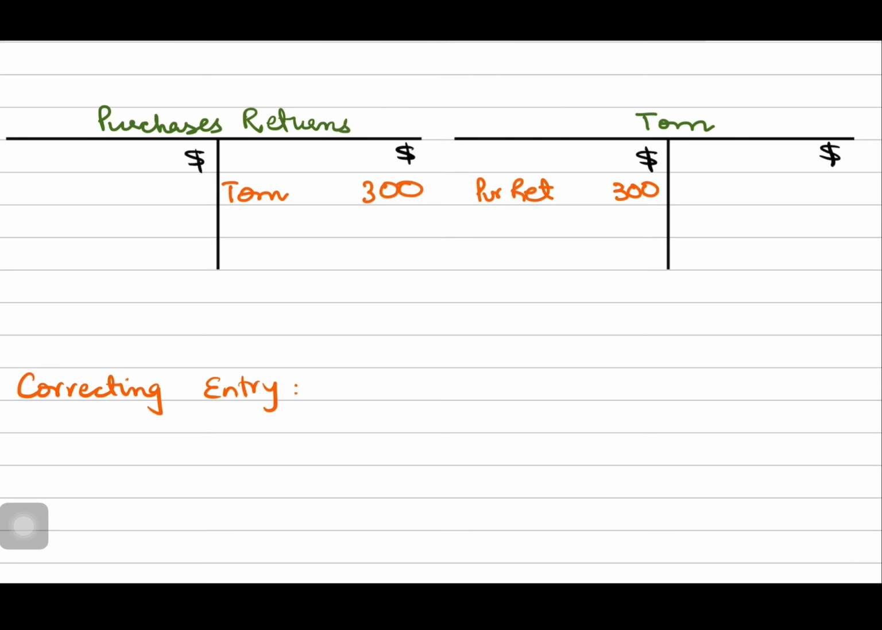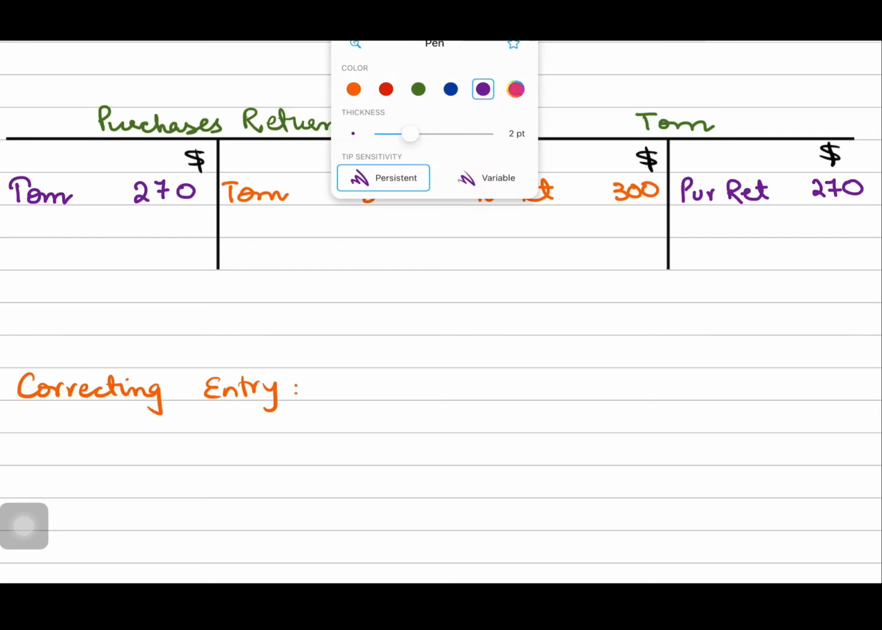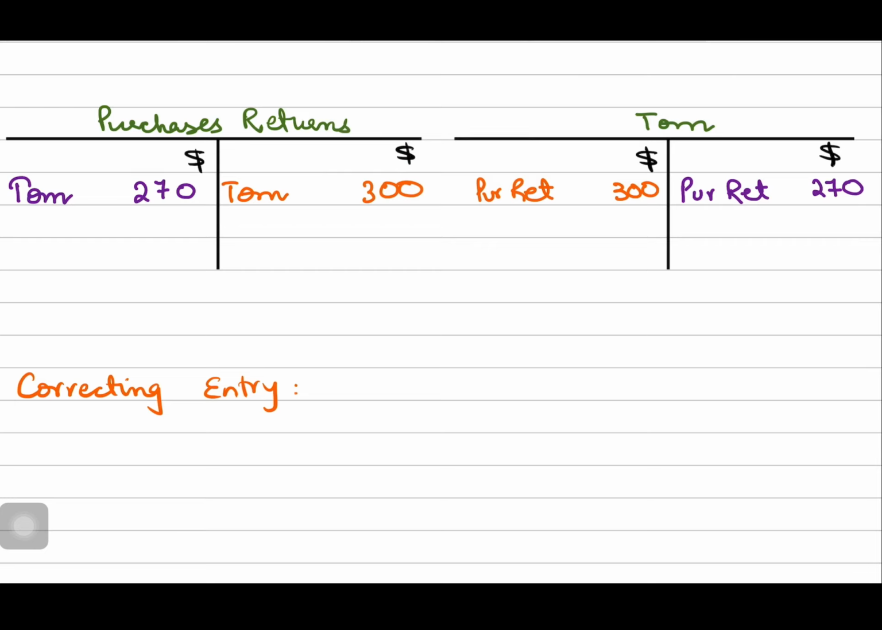Now in order to correct this error, when you have overstated the value of your transaction, you have to make the correcting entry on the opposite side of your accounts. That is, now I will be debiting purchases returns with the difference 270, and I will be crediting Tom's account with the difference as well. Now this will do what? This will bring the value of the transaction to its original amount, right? So 300 less 270 would be $30, which will be transferred to the income statement, right?